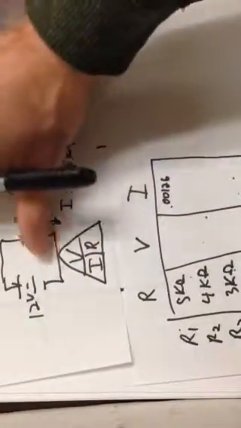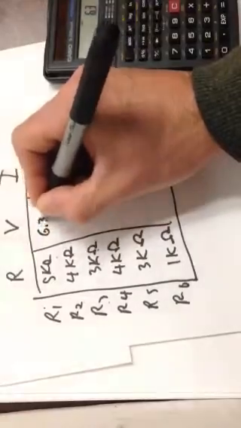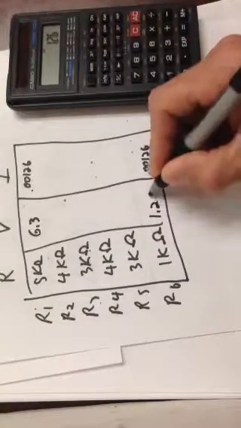Now again, I'm going to use Ohm's law, V equals IR, and the voltage is current times resistance. So for resistor 1 and resistor 6, the voltage is going to simply be this number times that. So I have 5,000 times 0.00126, 6.3 volts. And here I have 1,000 times 0.00126, 1.26 volts.